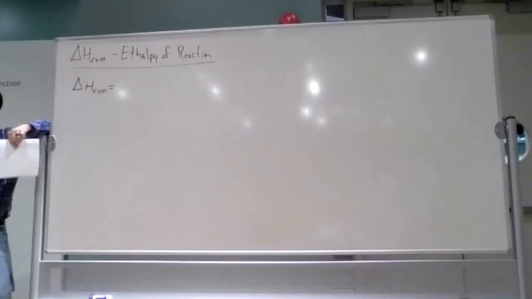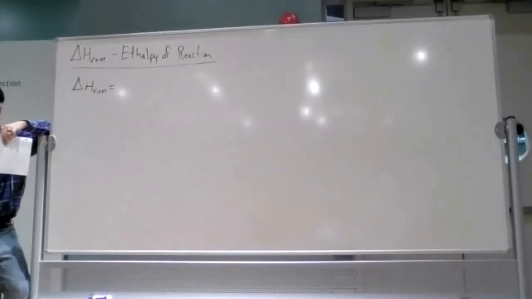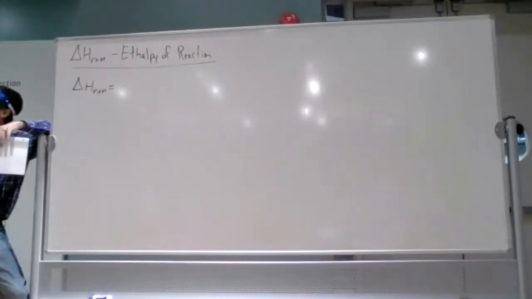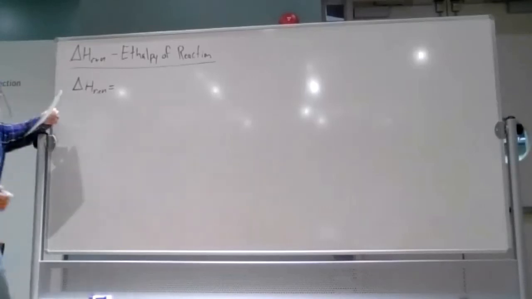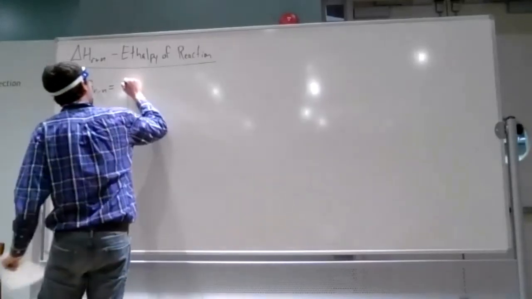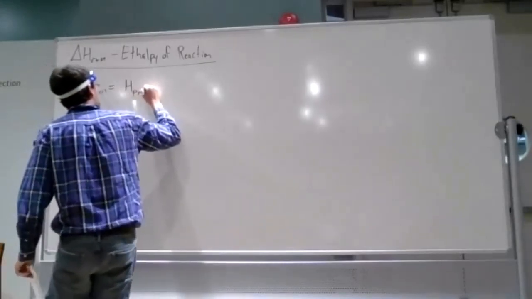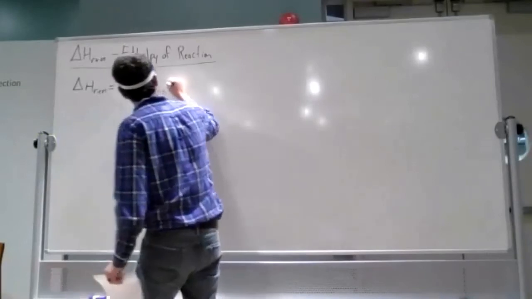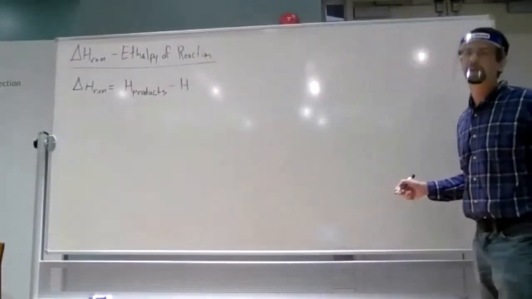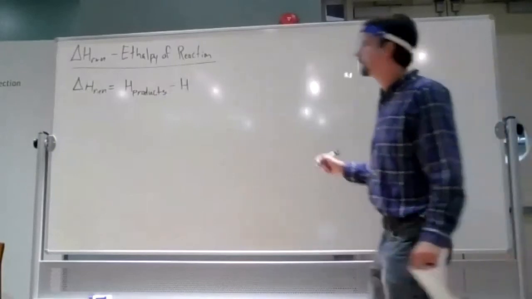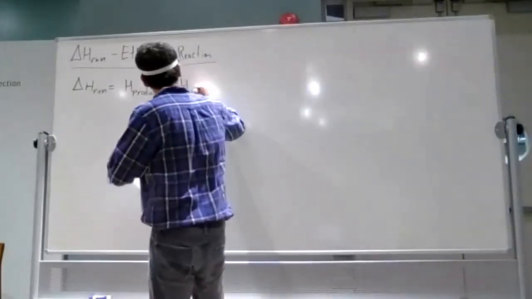Whenever you see a delta, what are you thinking in your head? What minus what? Final minus initial. Let's turn that into something more chemical. What is the final state of a chemical reaction? Yeah, you get to your products. So you have H products minus H. What's the initial state of a chemical reaction? Yeah, reactants.